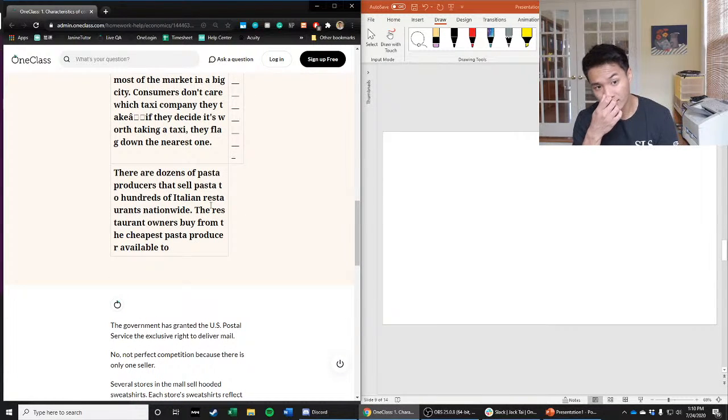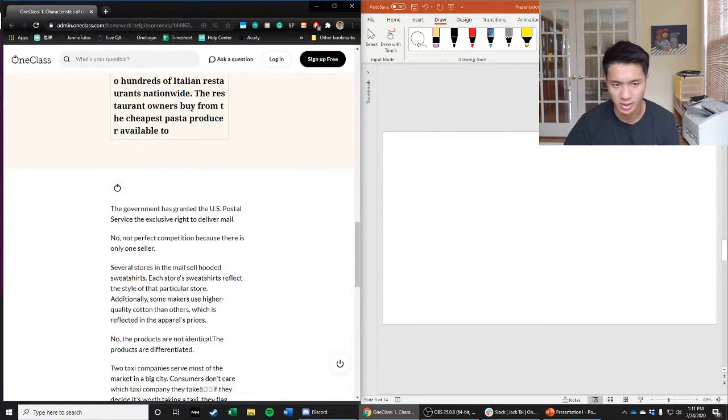And finally, there are dozens of pasta producers that sell pasta to hundreds of Italian restaurants nationwide. The restaurant owner buys from the cheapest pasta producer available. This is the closest to perfect competition. We have many, many producers, or dozens of pasta producers, selling virtually identical products, right? They're just all selling pasta. The restaurant owner clearly isn't saying one pasta producer is better than the others because they're just buying the cheapest one. And finally, probably free entry and exit in this market, right? It's pretty easy to start making pasta at home. So we would call that the closest to perfectly competitive, so we could call that competitive.